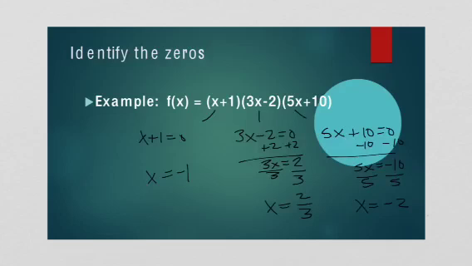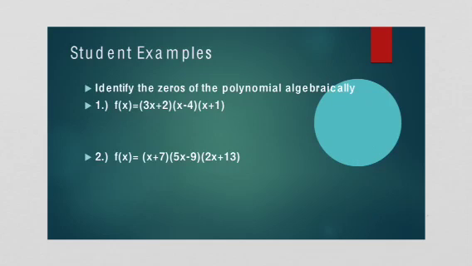Notice this is for when the function is given in factored form. If it's not given in factored form, you have to put it in factored form. Now you should pause the video and identify the zeros of the polynomial on your own. When you're finished, restart the video and check your answers. When you check your answers, make sure you have the same zeros as I do. Remember, we set each factor equal to 0 and we solve for x.